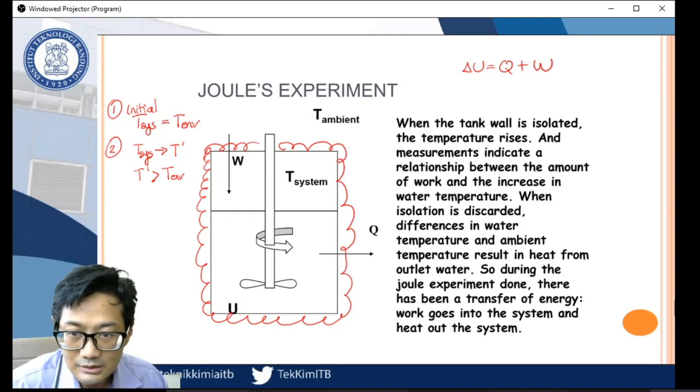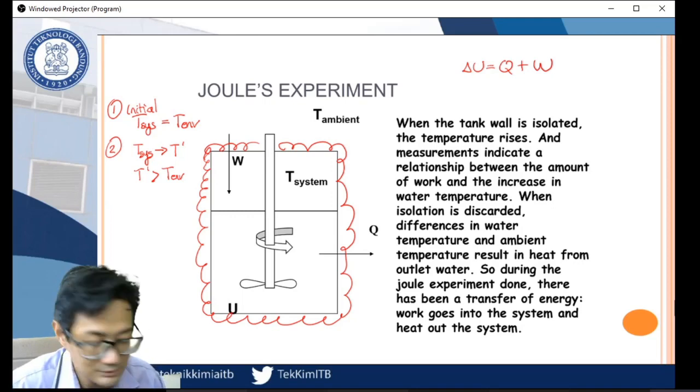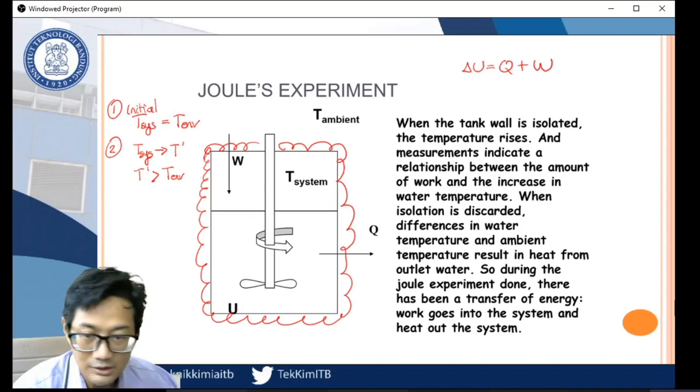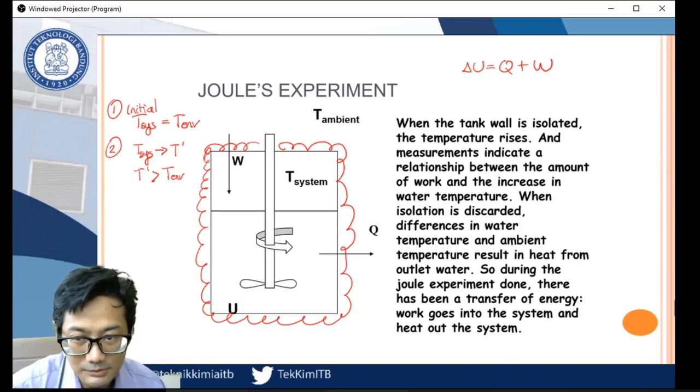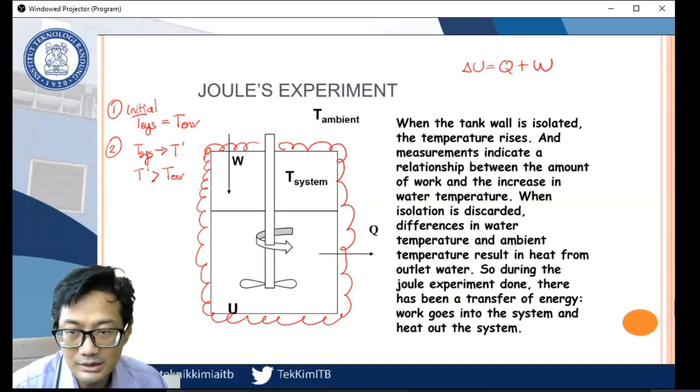After that, Joule and his team stopped the work. So he stopped this impeller. So no more work is given to the system. But the temperature remained the same. The temperature can be held at T prime.